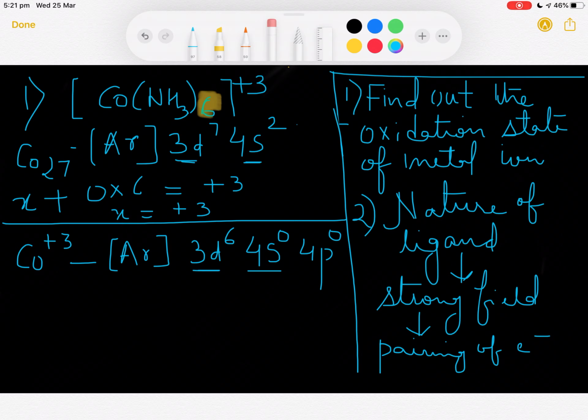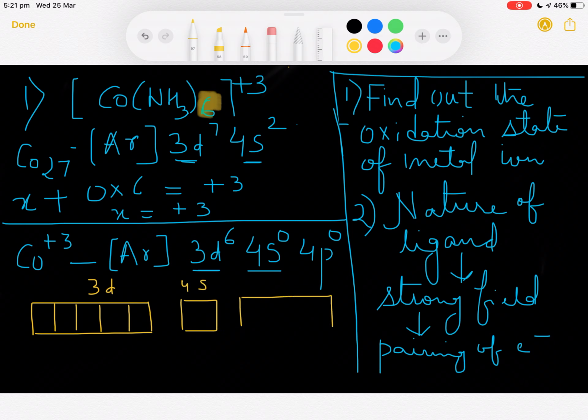Okay, now what should be the next step? The next step should be the filling in of electrons. So when I try to fill in the electrons, I'm going to draw the orbitals, and we know in d there are 5 degenerate orbitals. Okay, so here is my 3d. This is here. I'm going to erase it. Let me make it a little bit symmetrical. Okay, now here it's your 4s, and the next one is your p, 4p.